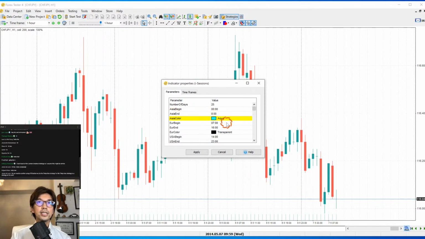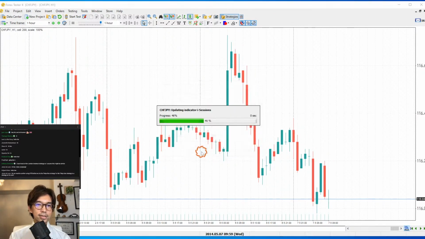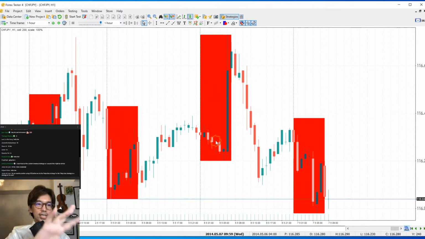And for the rest, I don't put the Euro session, I don't put the New York session. I just make it transparent so that it becomes invisible, because all we want to know is the Asian session, when it starts and when it ends. And when I click apply, then there are red square boxes. And so this is Asian time between 9 a.m. until 5 p.m. Japan time. So far so good.